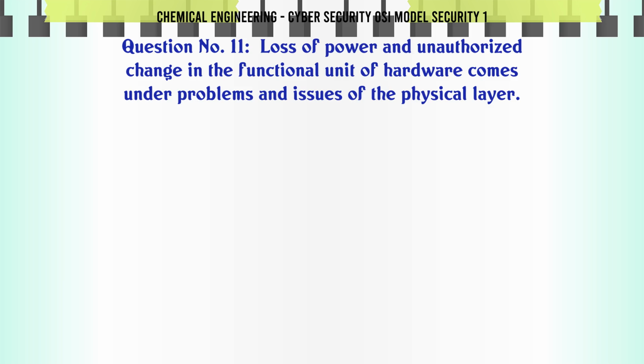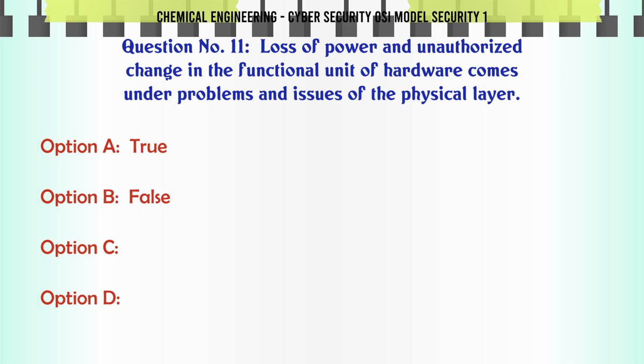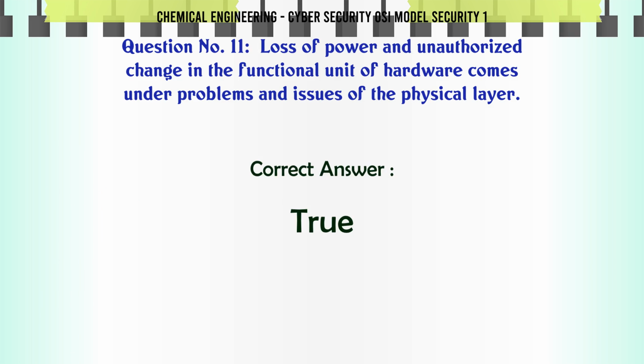Loss of power and unauthorized change in the functional unit of hardware come under problems and issues of the physical layer. A. True. B. False. The correct answer is true.